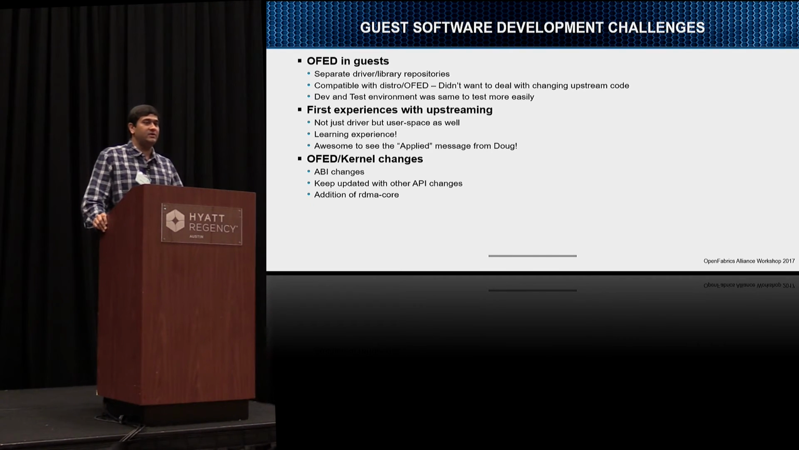Also, we have to keep updated with different sorts of API changes that went on in the upstream. In the sense that, I think we had to get a handle of things pretty quickly. It probably wasn't as good for us because we wanted to release the driver and upstream code along with the ESX hypervisor release as well. So some of that got delayed.